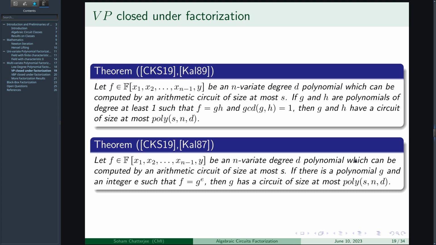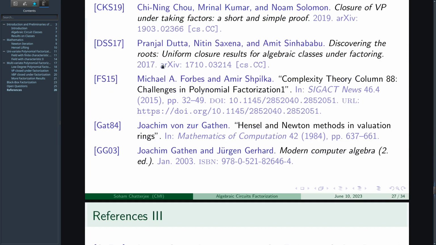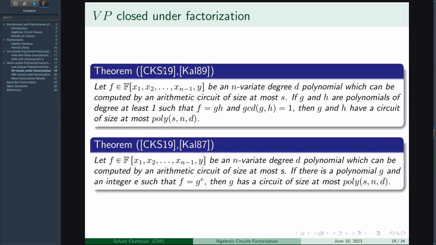Now we will talk about closure of the classes under factorization. VP is closed under factorization. This result was proven by Chou, Kumar, and Solomon, and also done by Kaltofen. Kaltofen's result is actually old, but that proof is not enjoyable to read. Chou, Kumar, and Solomon's proof is a very enjoyable and beautiful proof. Another result they have is that if f equals g to the power e, then compute g.